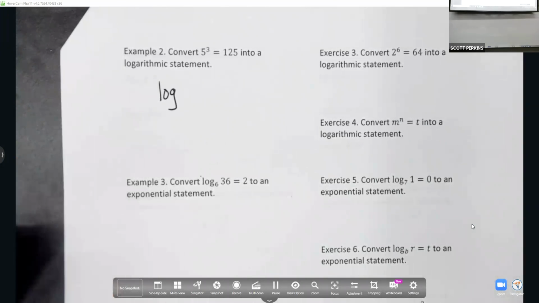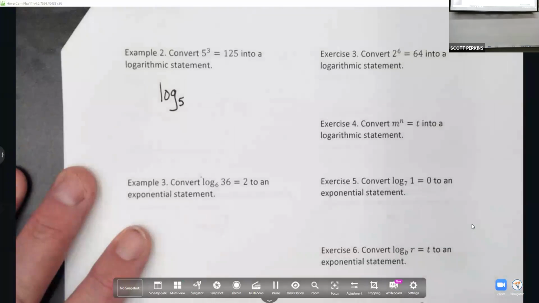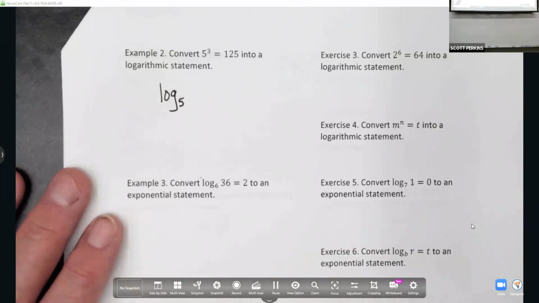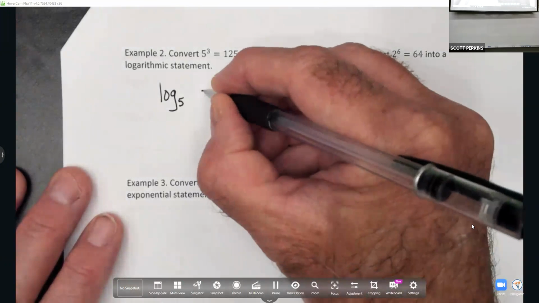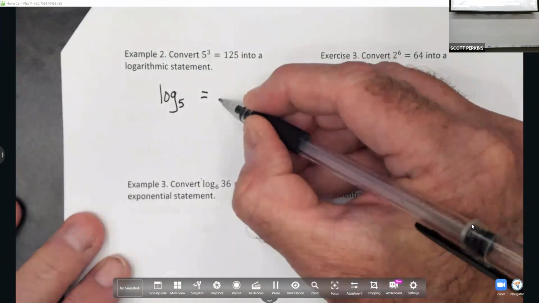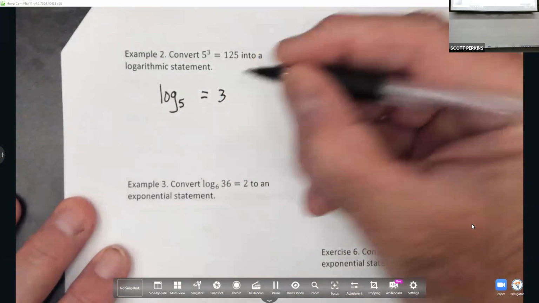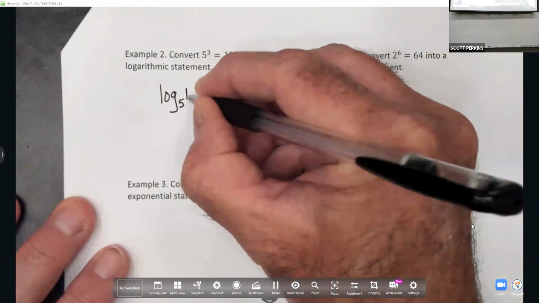5. The base of the logarithm is the same as the base of the exponential. It's 5, so I got a little subscript there. Now this is where I tend to get confused, so I'm going to just write an equal sign here. And I've told you, the logarithm is equal to the power. So what am I going to put on the right side of the equal sign? A 3. So this is log base 5 of 125.